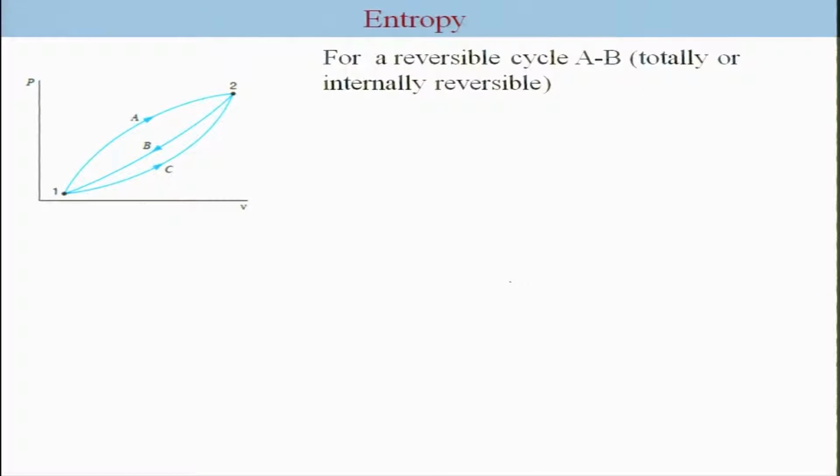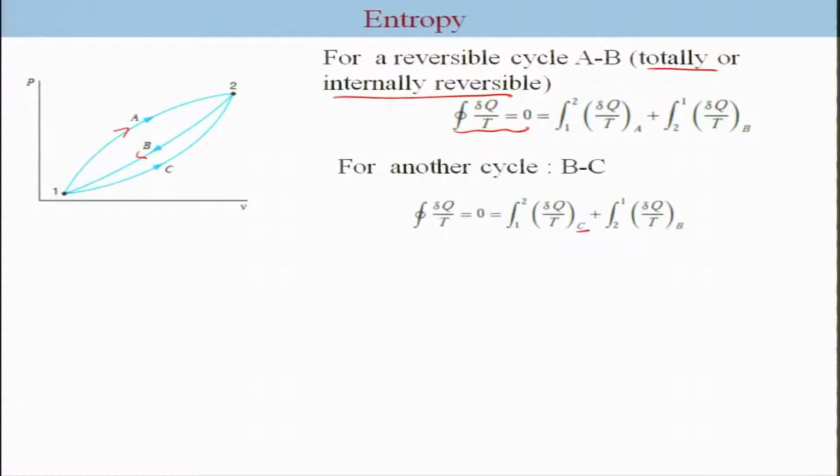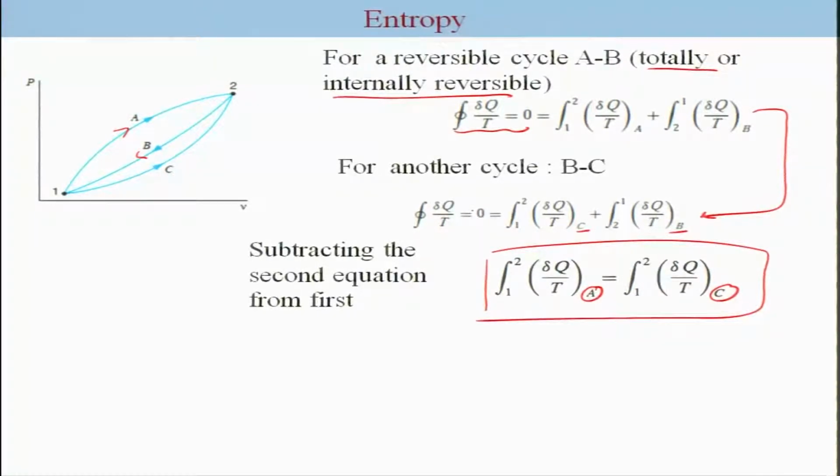Now, let us consider processes which change the state condition from 1 to 2, drawn on a PV diagram. If you consider reversible cycles A and B, which could be totally or internally reversible, we can write down the cyclic value of dQ by T equal to 0 because of the reversible cycle, following 1 to 2 over A plus 2 to 1 on B. That is one particular cycle. Similarly, you can take another cycle and write the same expression, but now on C and B. Using the two relations, you can show clearly that whether you take the path A or the path C from 1 to 2, this should be the same in order to have the same value of 0.